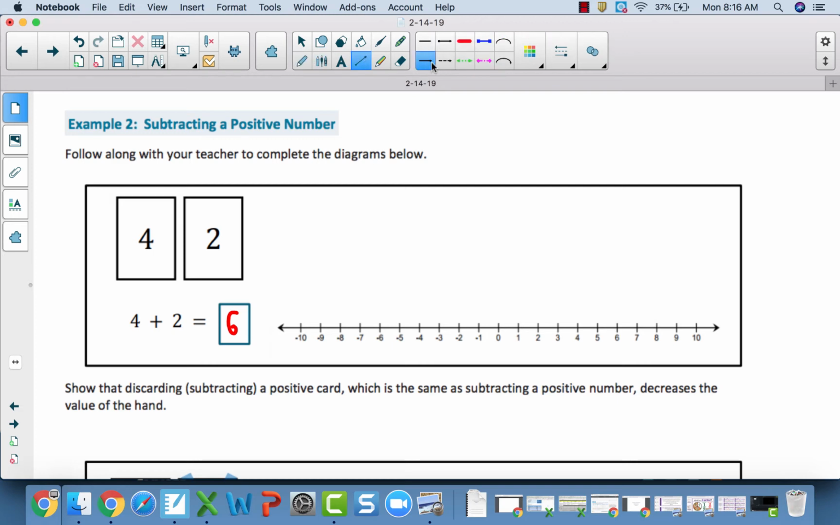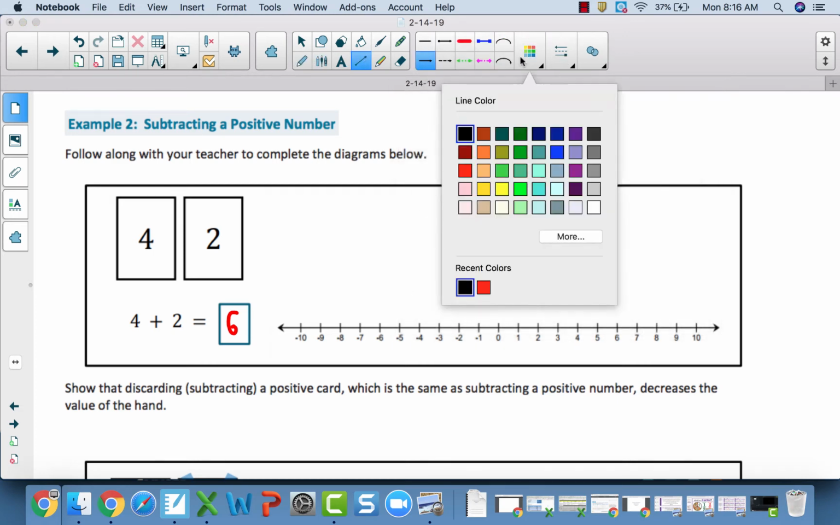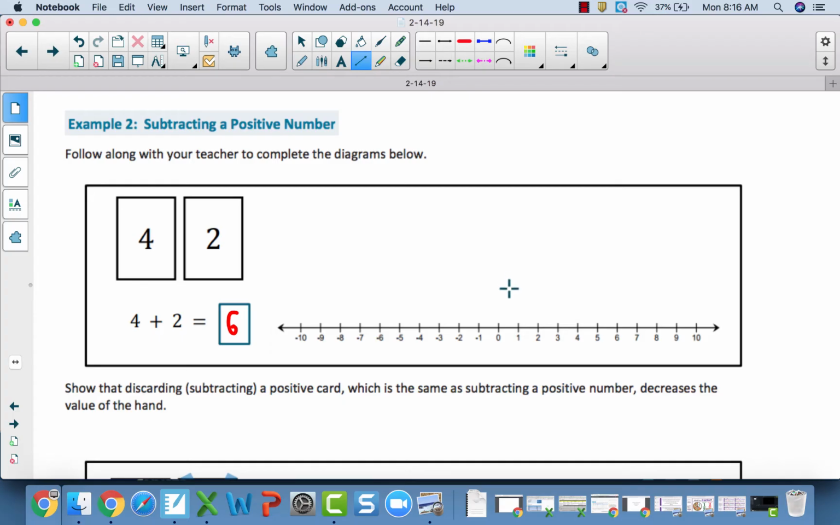Now, we are going to model it using the number line here. So I would start my tail at 0. I would go to 4. And then I would start my next tail right where the last tail ended, or the last vector ended, and add 2. So this gets 6.